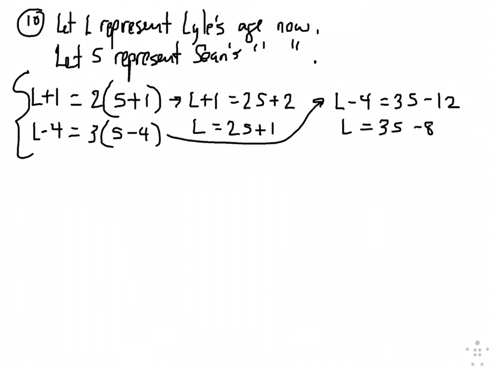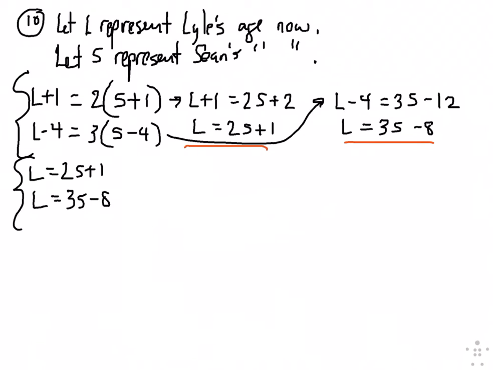So the two equations are this one and this one. So the system is L equals 2S plus 1 and L equals 3S minus 8. So I think equal values method looks easiest. So 2S plus 1 equals 3S minus 8. Subtract 2S from both sides, so 1 equals S minus 8. Add 8, so 9 equals S.